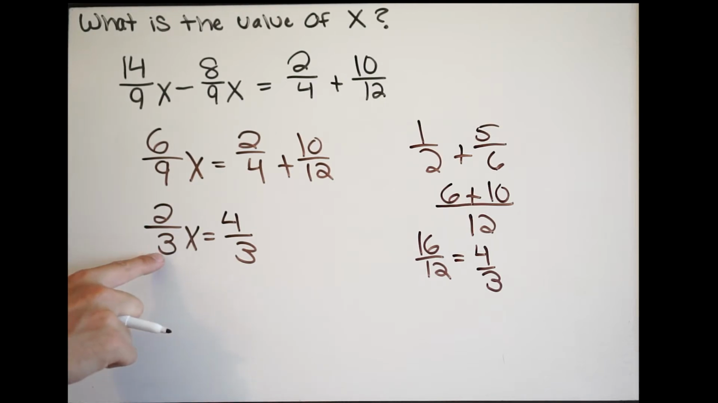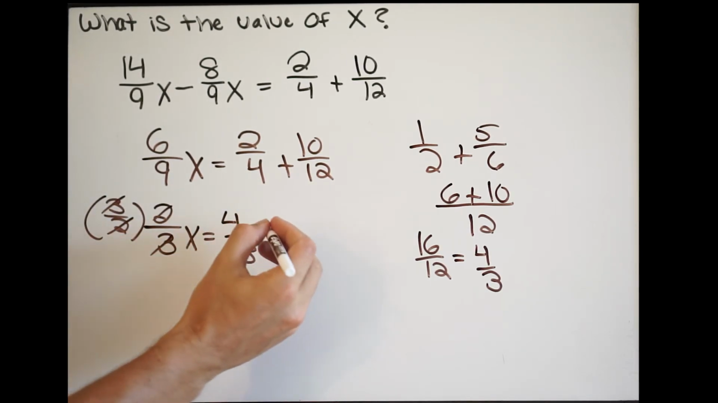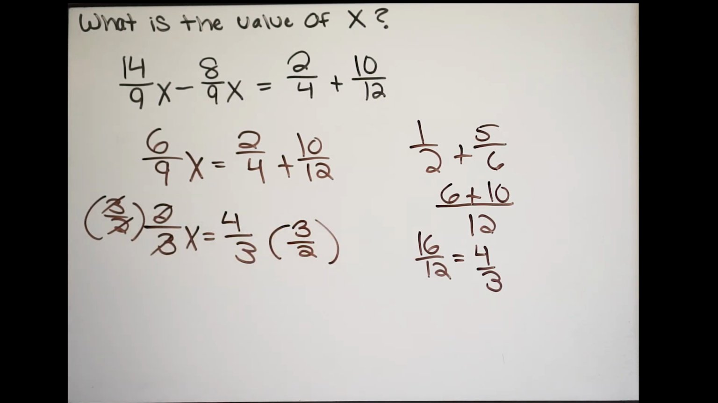So again, our operation here is multiplication. We want to get rid of this fraction, so we're simply just going to multiply by the reciprocal, which is going to be 3 over 2. That will naturally cancel out what we have here, so this cancels. Again, what we do to one side, we have to do to the other though. So this is going to be multiplied by 3 over 2 as well.